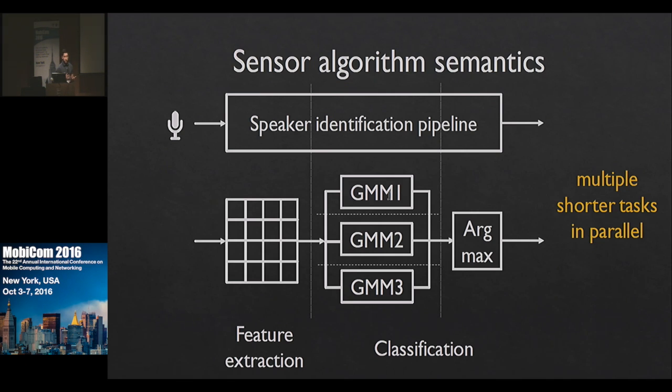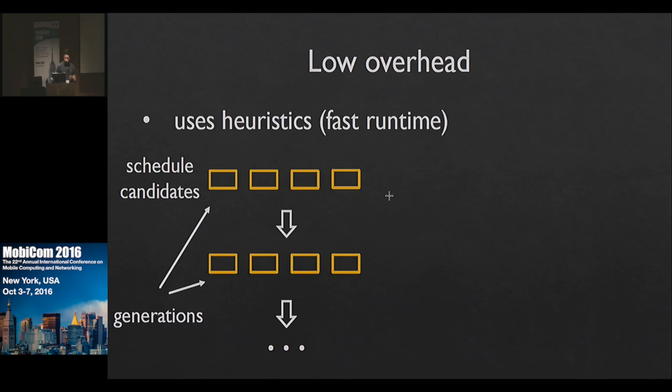In our case, what LEO does is it knows that the Gaussian mixture models can be evaluated in parallel because there are no data dependencies between them. So you can have, for example, 1 Gaussian mixture model evaluated on a low-power DSP, another evaluated on the GPU, and another evaluated in cloud if needed. So LEO maintains a low overhead by using a heuristic algorithm that is based on a version of genetic algorithms. It's called memetic algorithms. The idea behind these algorithms is that they maintain a population of candidate schedules that are iteratively improved over time with generations.